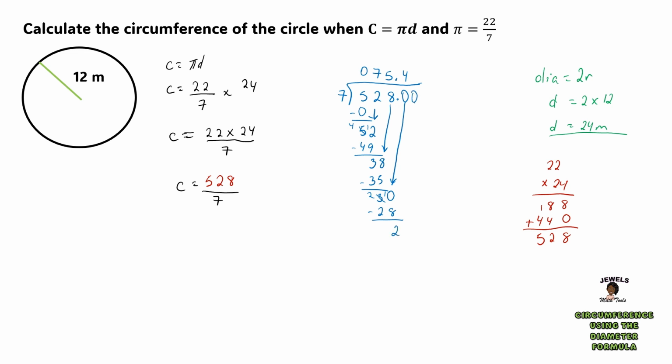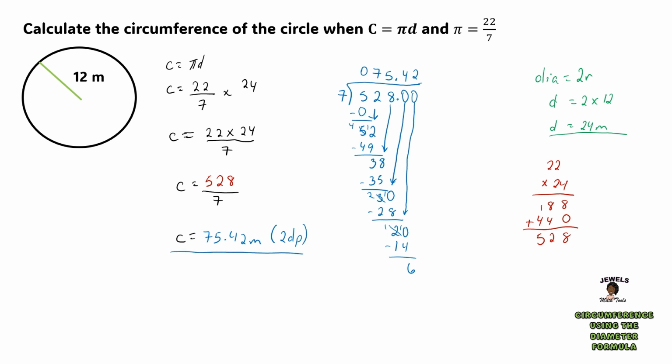We'll add in our last 0, change our 2 into 20. 7 divides into 20 twice. 2 times 7 is equal to 14. And when 20 subtracts 14, we will get the difference of 6. So for this question, we are going to end there with our calculations, and we will say that our circumference is equal to 75.42 meters, and I will include that is to 2 decimal places.